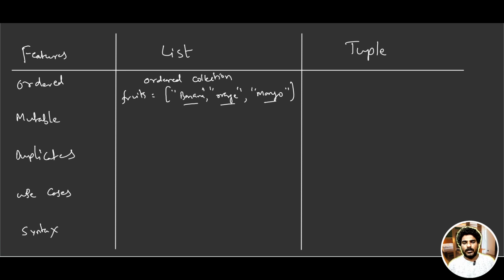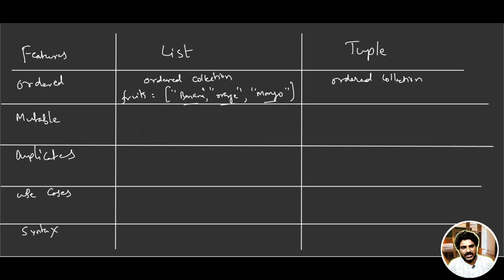Similarly, you have tuple also. A tuple is also an ordered collection. It will also maintain the same order in which you have created the list or tuple. So the next feature is mutable.